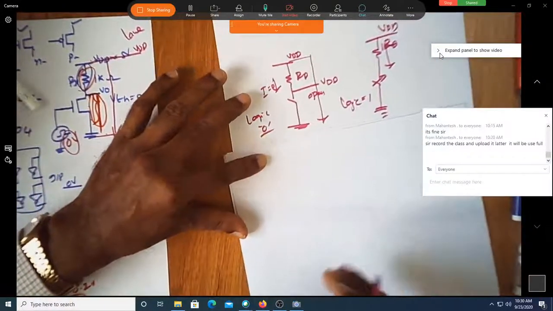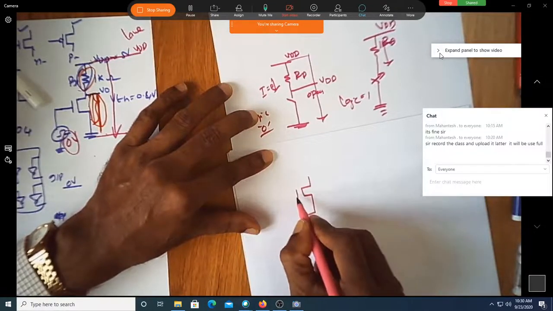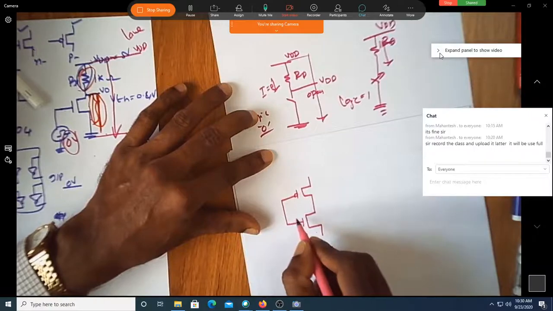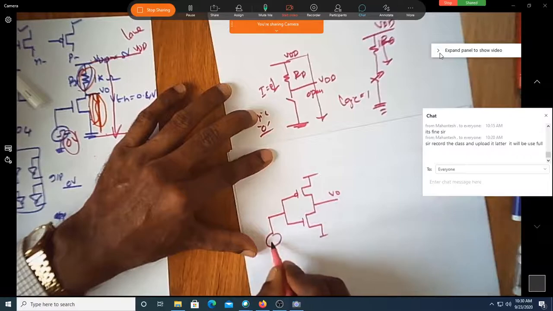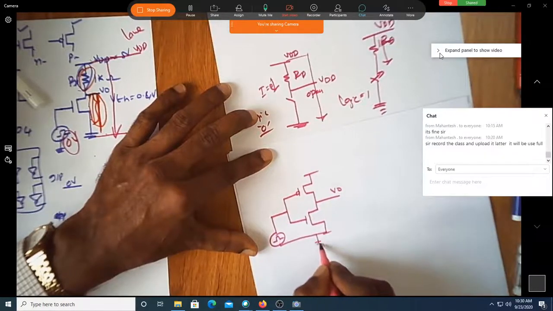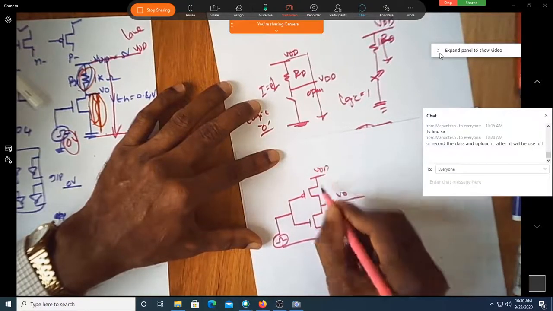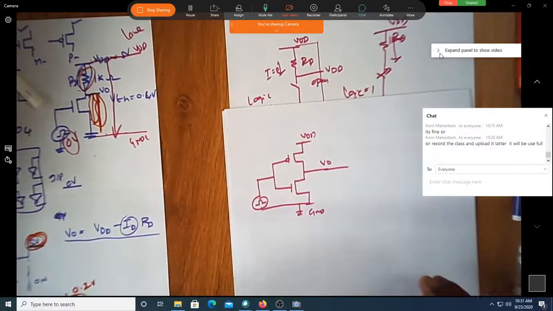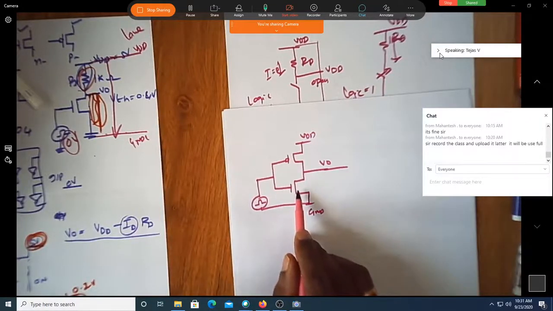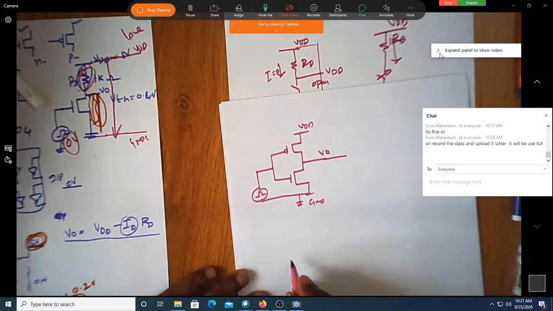Let me take one more circuit. Again the same circuit here. Just see the difference. This is VDD, ground. What do I have now? Same input is applied to NMOS and PMOS. Perfect. Now let us try to understand. What is a PMOS?